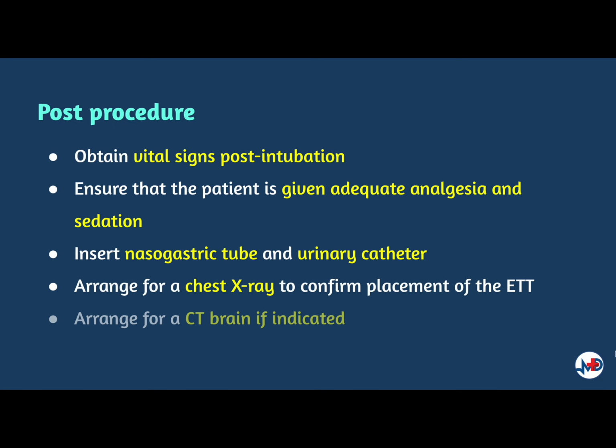Next, post-procedurally, obtain vital signs, ensure that the patient is given adequate analgesia and sedation, insert a nasogastric tube and urinary catheter, arrange for a chest X-ray to confirm the placement of the endotracheal tube, and finally, arrange for a CT brain if indicated.